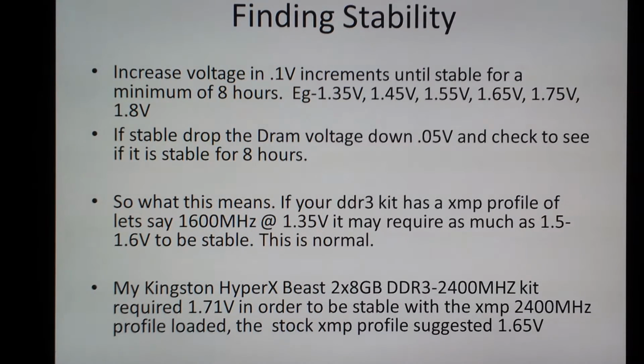And my kit, once again, was rated at 2400 megahertz at 1.65 volts. My kit also required 1.71 volts in order to be completely stable. So the XMP profile in that sense was false. All of the parameters were correct. It was able to run all the default timings and speeds with the XMP loaded, but not with the XMP voltage. So I manually had to increase that to 1.71 volts.